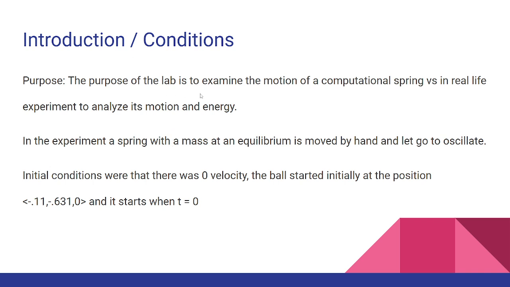The purpose of this lab is to examine the motion of a computational spring versus a real life experiment to analyze its motion and energy. In the experiment, a spring with a mass at equilibrium is moved by hand and let go to oscillate. Initial conditions were that there was zero velocity initially. The ball started at the position of negative 0.11 meters in the x direction, negative 0.631 meters in the y direction, and it started when time was equal to 0.